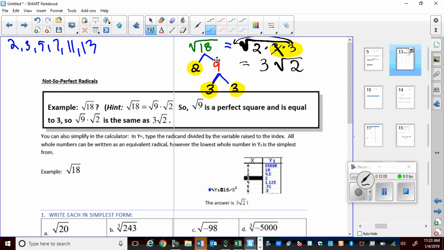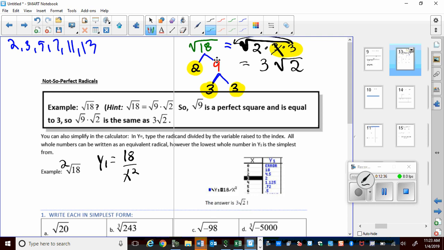But you can also use the graphing calculator. So in y equals, we type the radicand divided by the variable raised to the index. So the index here is 2. So we're going to identify those two things each time. And so in my calculator, I'm going to have y1 equals 18 divided by x squared, right?